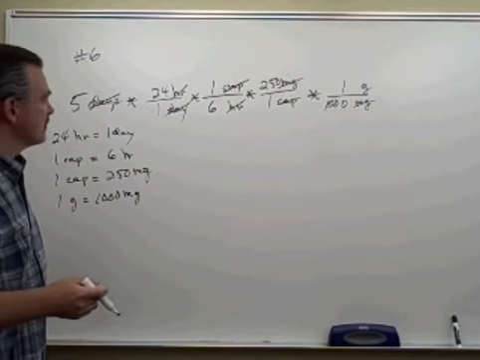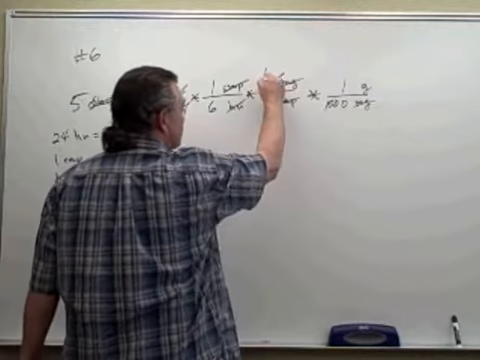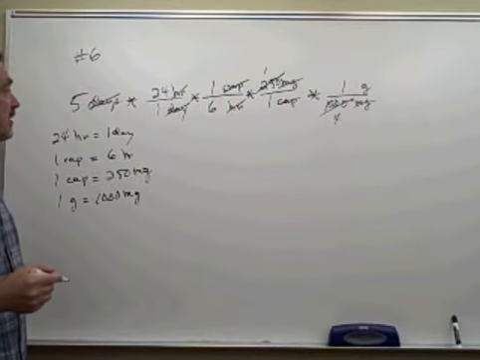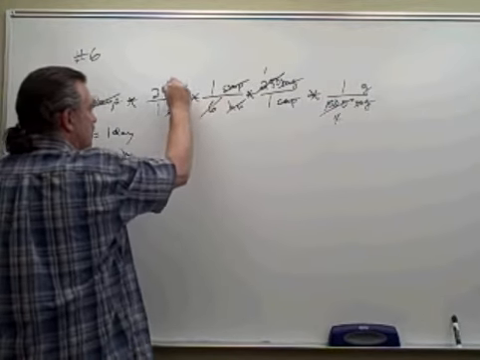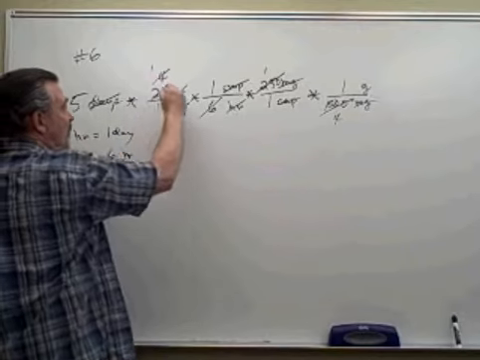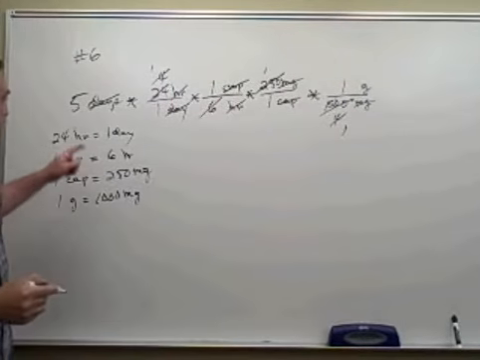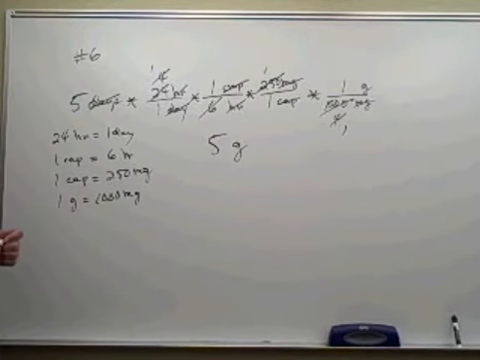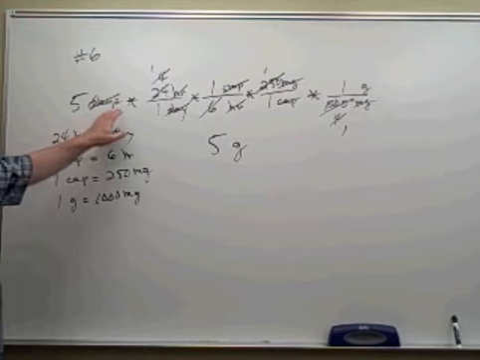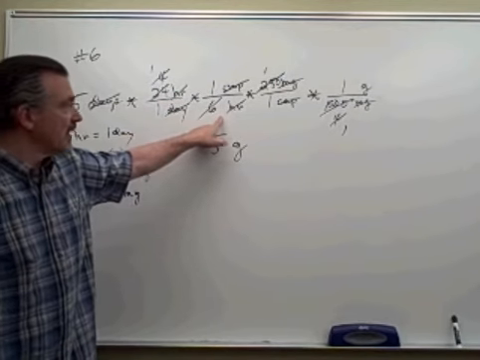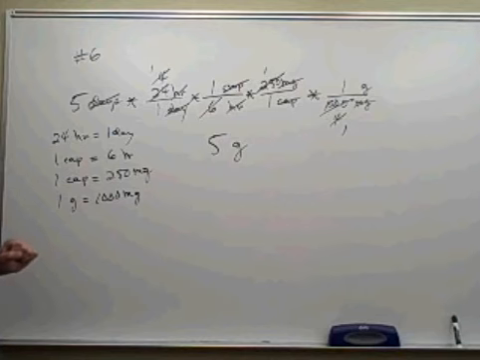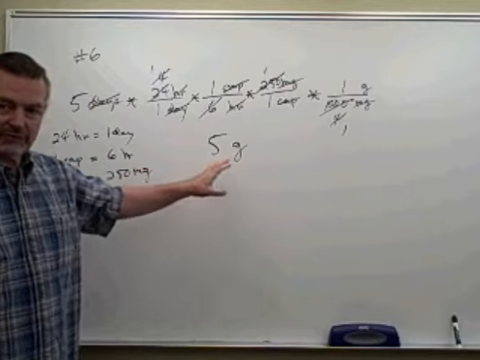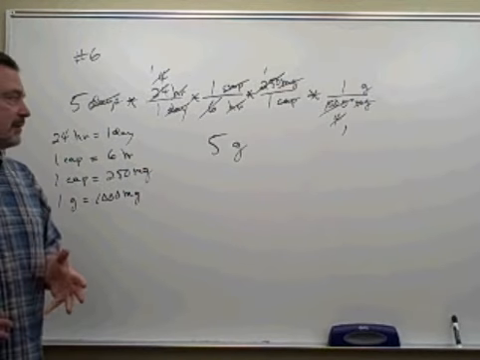Well, let's see what we can do for some canceling. 250 will go into itself once, and into 1,000 4 times. 6 goes into 24 4 times. Oh, the 4's cancel to 1, leaving me 5 grams. So if we gave the patient 1 capsule every 6 hours of the 250 milligram drug, and we gave that to them for 5 days, we would have given them a total of 5 grams of the pure drug.